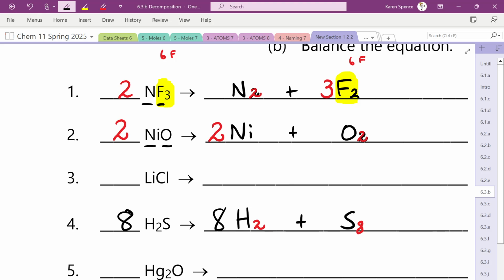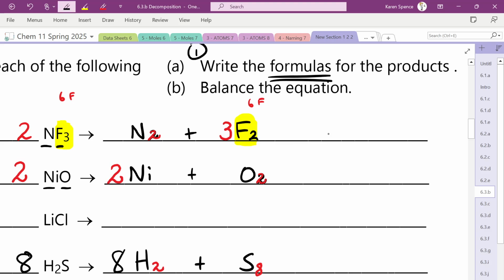I'll tell you the most common mistake that students will make. They will see NF3 and they'll say, ah, that makes N and F3. No. Okay, N is diatomic, it needs a 2. Fluorine is also diatomic, it needs a 2, not a 3. You have to write the correct formulas. You can't just keep the subscripts from the reactants. Okay, so don't be doing that. Give a few of these a try. All right, and we're going to also cover synthesis before we leave today. So these are on page 56.